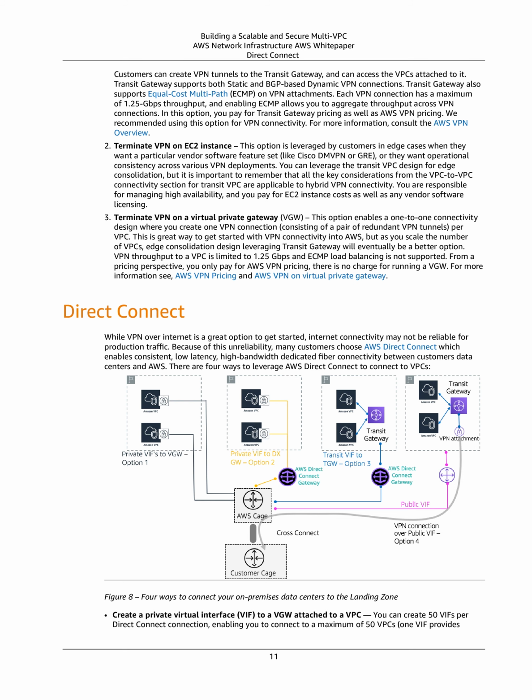Create a private virtual interface, VIF, to a VGW attached to a VPC. You can create 50 VIFs per Direct Connect connection, enabling you to connect to a maximum of 50 VPCs. One VIF provides connectivity to one VPC. There is one BGP peering per VPC. Connectivity in this setup is restricted to the AWS region that the Direct Connect location is home to. The one-to-one mapping of VIF to VPC, and lack of global access, makes this the least preferred way to access VPCs in the landing zone.